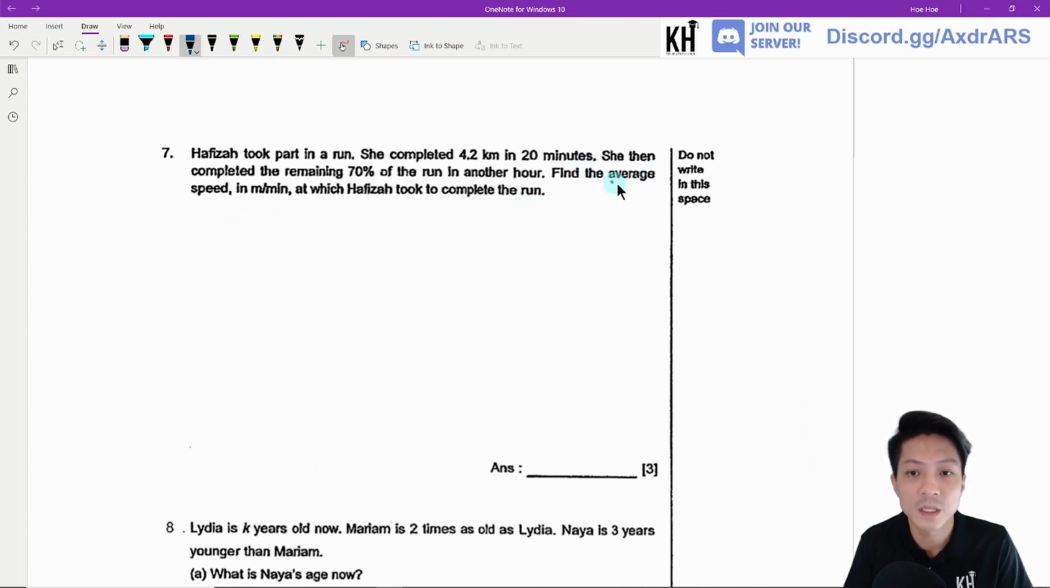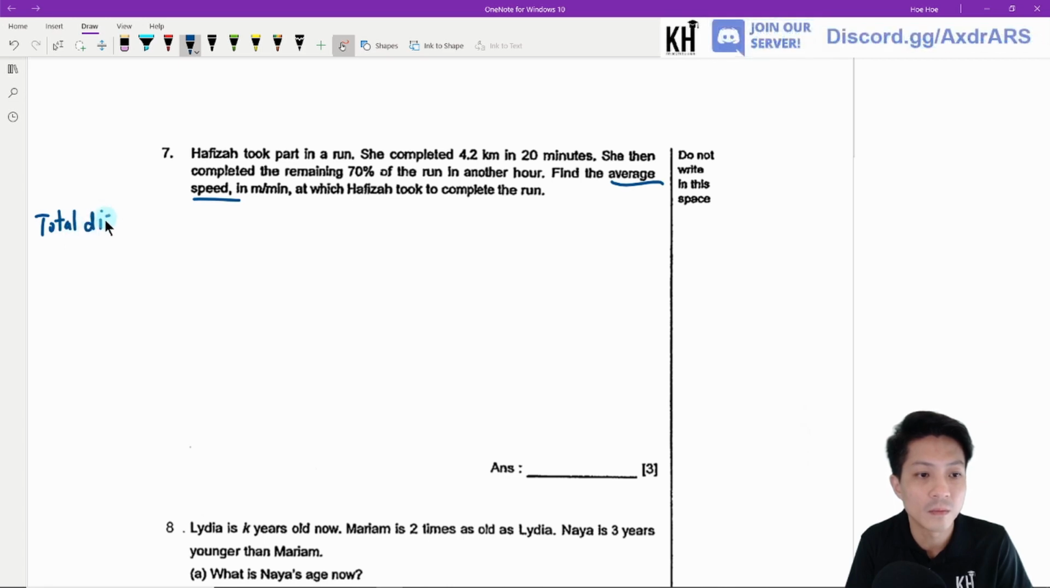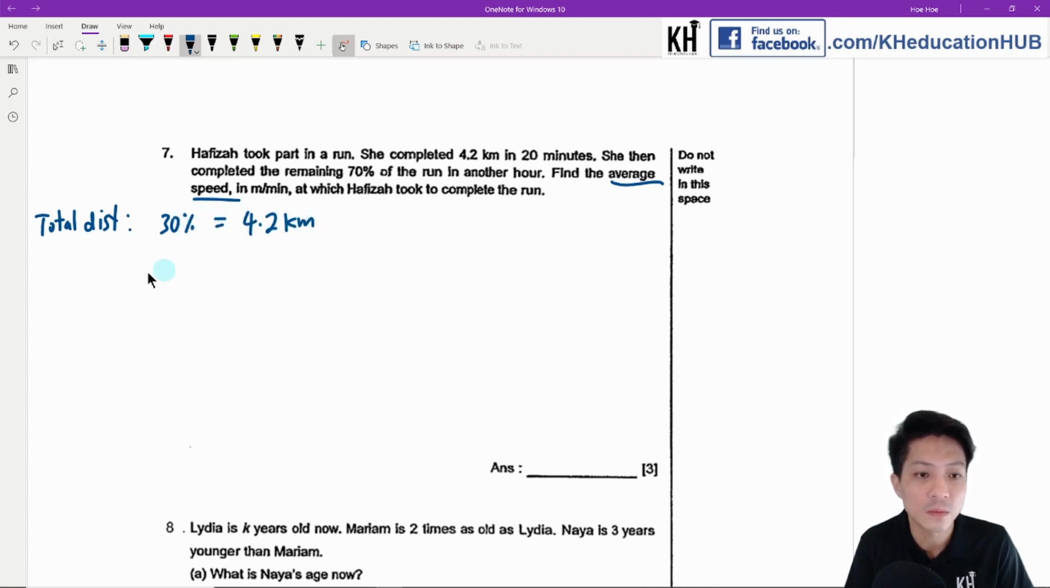Okay, so if they're asking for the average speed, you need to remember that average speed is the total distance divided by the total time taken. Okay, so first I'm gonna find the total distance. Okay, if 70% of the run is the remaining, so 30% is equals to 4.2 kilometer.